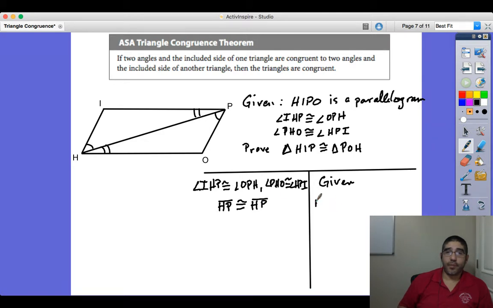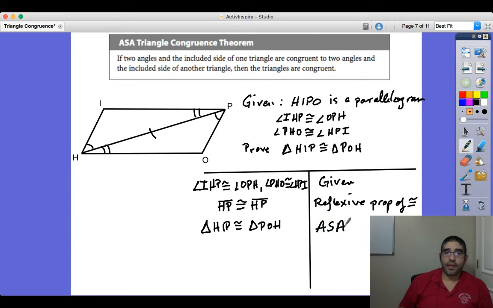because of the reflexive property of congruence. Okay, everything is congruent to itself. So now we have an angle, a side, and an angle. The side is included. So now we can say triangle HIP is congruent to triangle POH because of angle, side, angle.